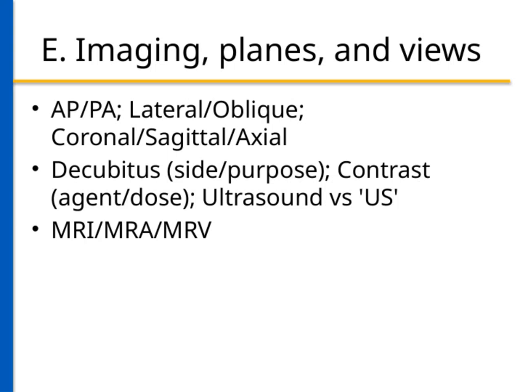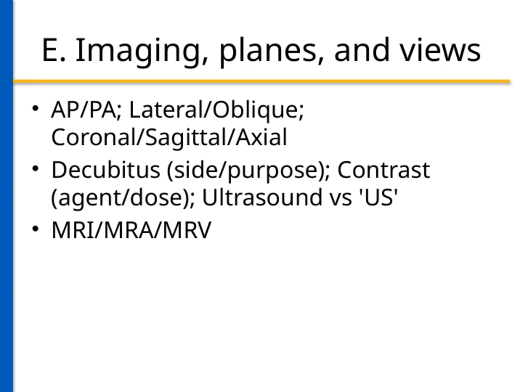Let's take a closer look at some of the common imaging views and techniques. First, we have AP and PA, which stand for anteroposterior and posteroanterior views, respectively. These are standard frontal views, with AP typically used for chest and abdomen, and PA often for the chest to reduce heart magnification.